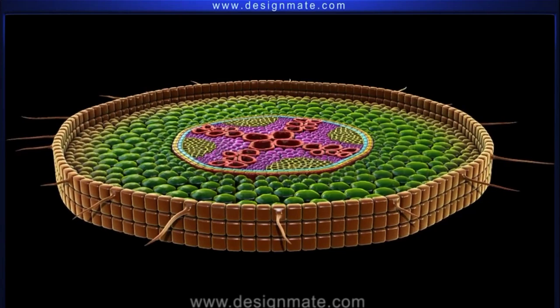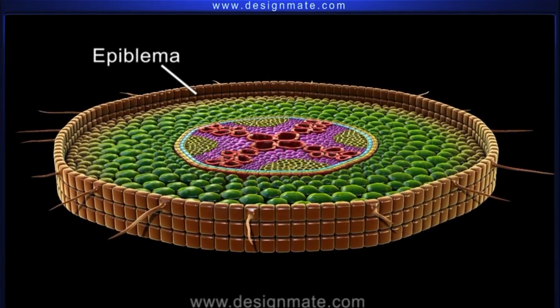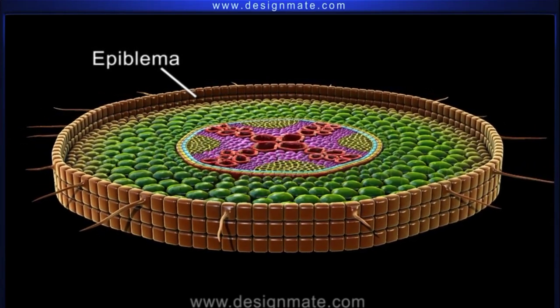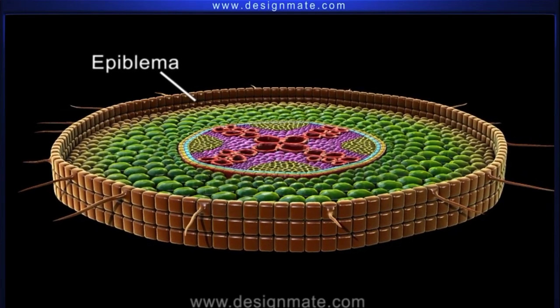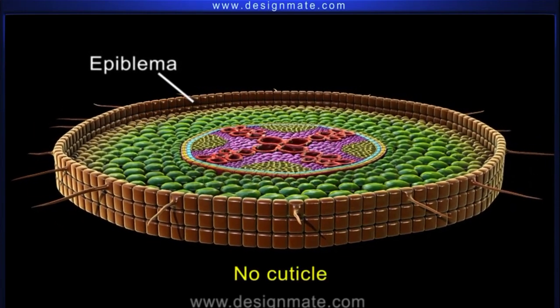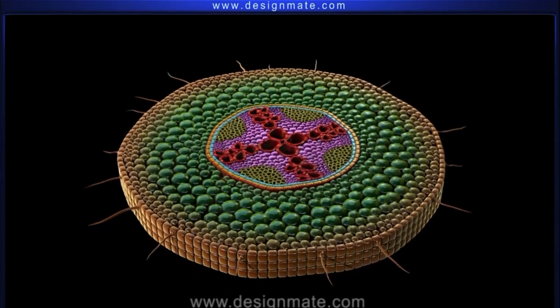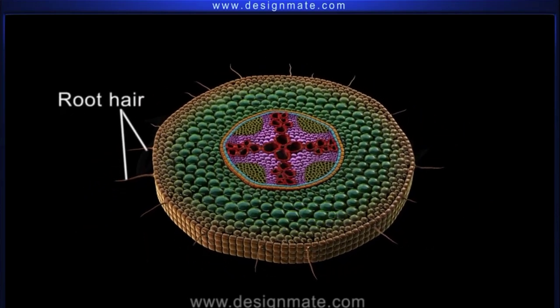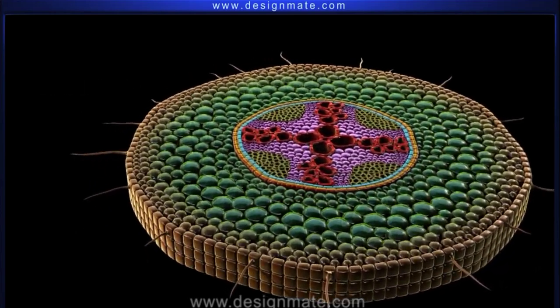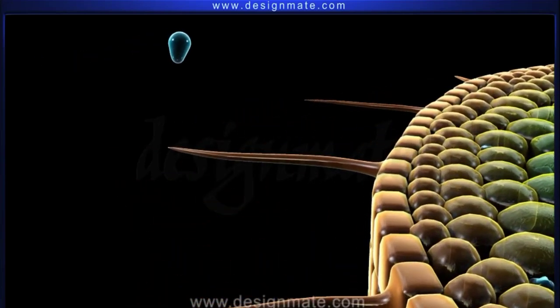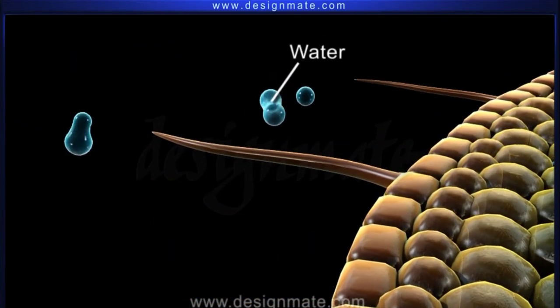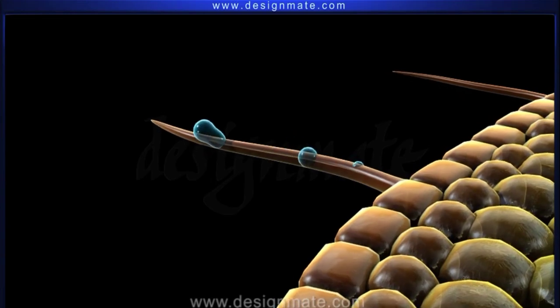The outermost layer is the epiblema, which consists of thin-walled, compactly arranged cells. There is no cuticle on the epiblema. A few cells of this layer protrude as the outgrowth called the root hair. Epiblema is thus absorptive and protective in function.